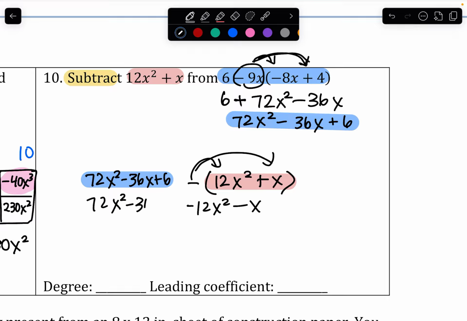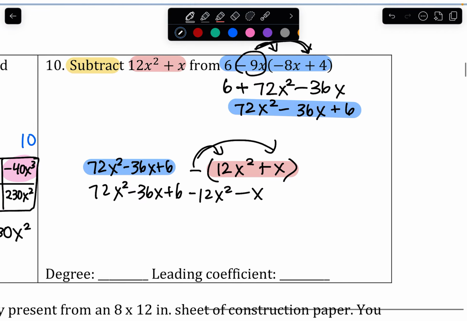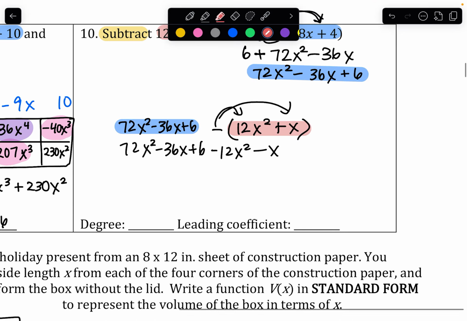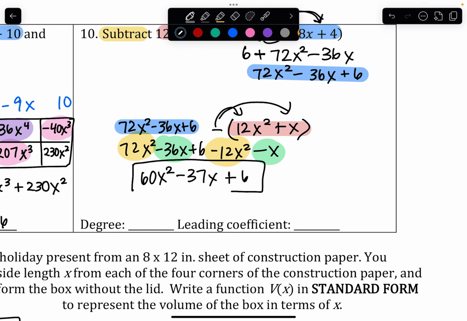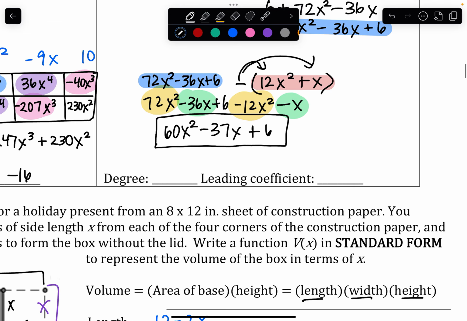Nothing to do with the blue. And then now we're ready to combine our like terms. So I have 72x squared, negative 12x squared, which is 60x squared. And then I have negative 36x minus x, which is negative 37x, and then a plus 6. And so my final answer is 60x squared minus 37x plus 6. It's a quadratic trinomial. So degree 2, leading coefficient 60.